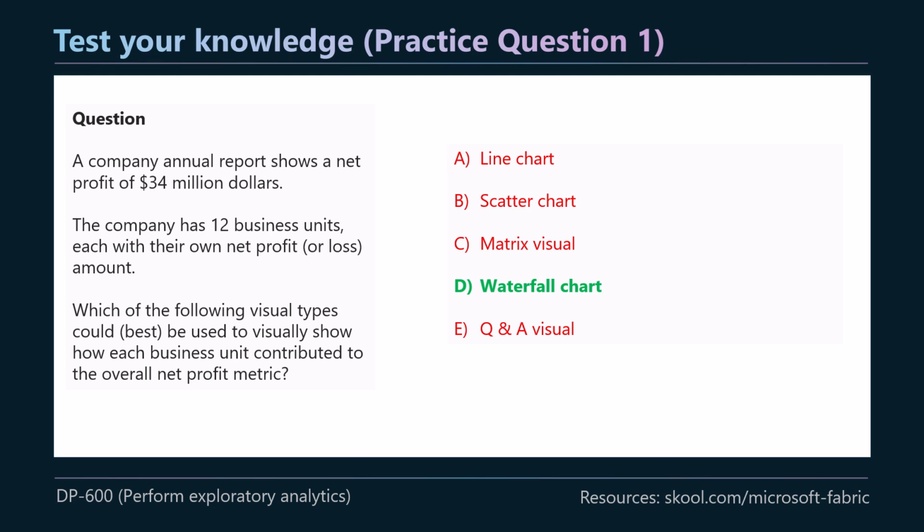So the answer here was the waterfall chart. As you remember when we were going through the waterfall chart, one of the core use cases of that chart is to break down one top level metric into its constituent parts to allow the user to explore how each, in this case, business unit contributes to the overall net profit metric. Now, the other visuals that we've listed here, you might be able to glean some of that information, but as I mentioned previously, what we're after here is the best visual to visualize this information. And for me, that's the waterfall chart.